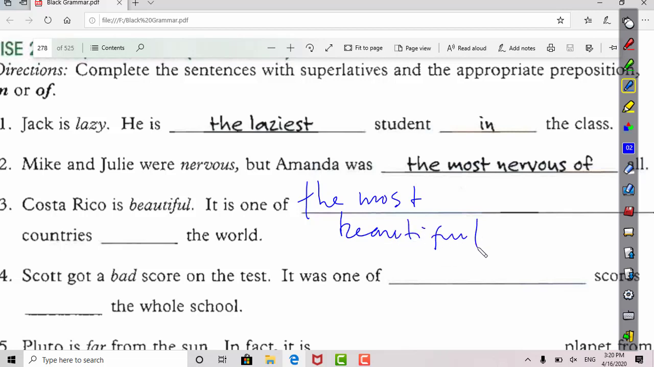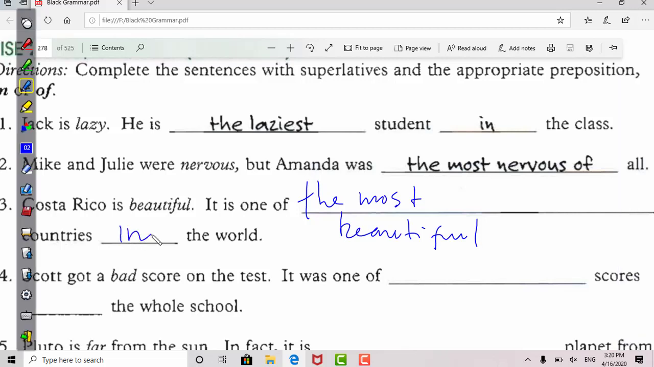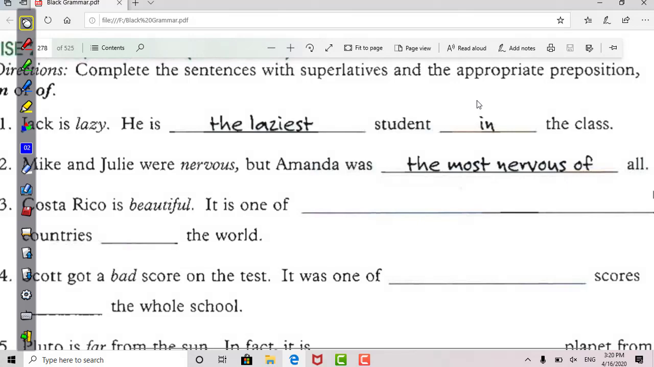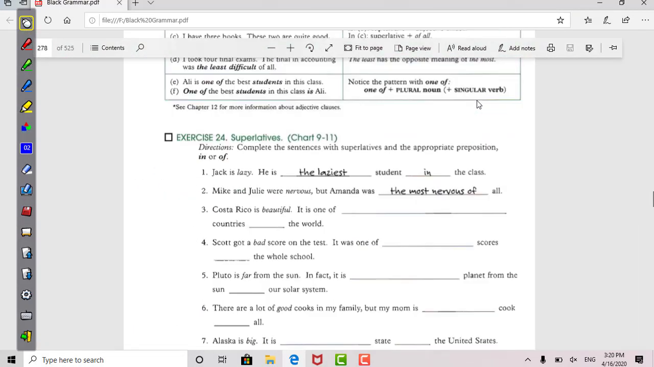The most beautiful countries in the world. It means that this one is about the superlative plus in place. All right, so next we go to number 4 and so on. This one will be answered later in your quiz in the LMS. And I will discuss this one in our Zoom today.